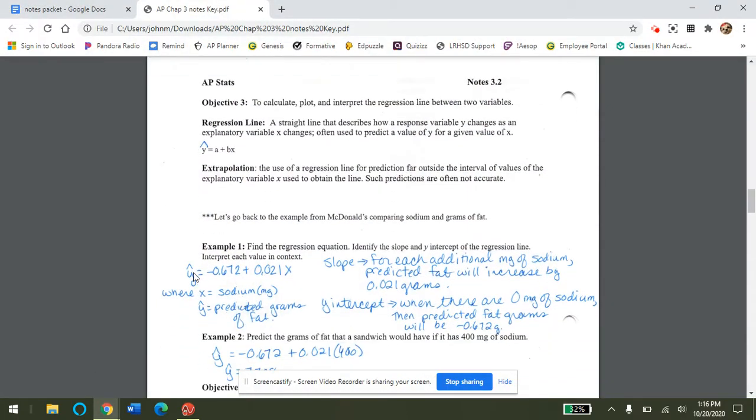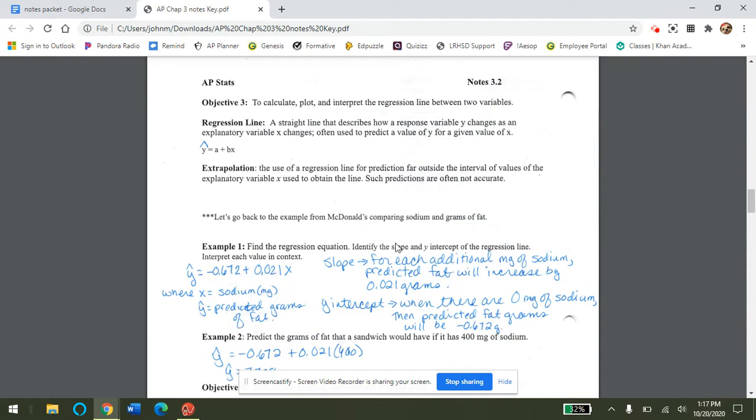Okay, it's y hat equals a plus bx. Now, writing just this will only give you half credit because you need to then also state what x represents and what y hat represents. It's the predicted grams of fat. They need to be in the context of the problem. So if the problem just says find your regression equation, this is everything you would need to include.